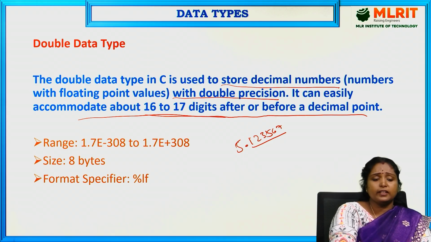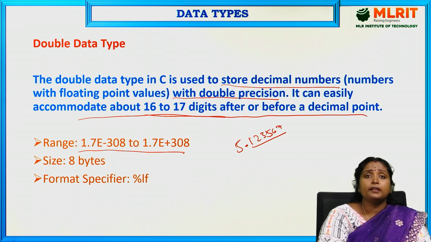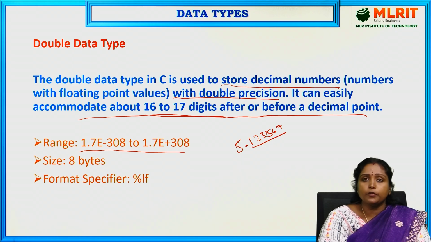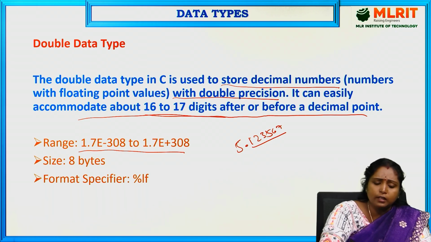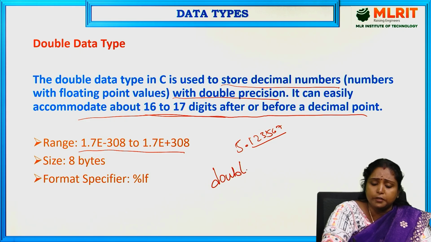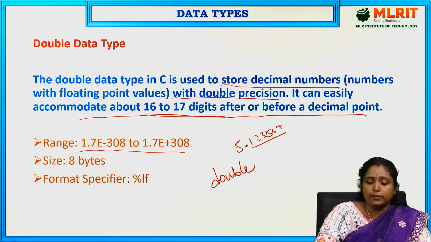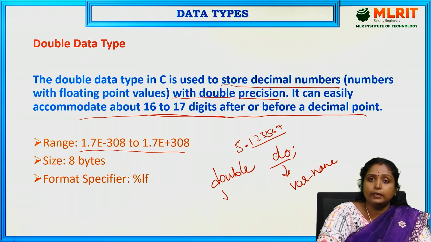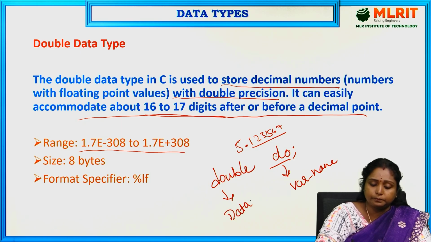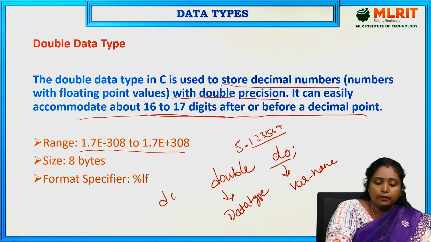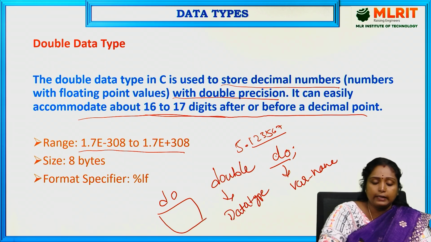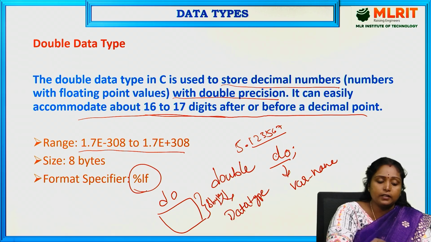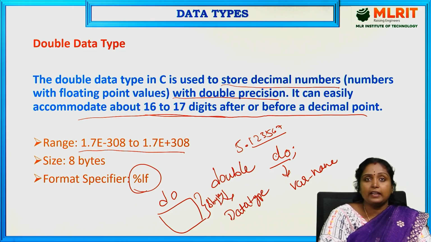The range of the double data type is 1.7e minus 308 to 1.7e plus 308. And the keyword, in order to create a double variable, you have to use double. Here the name is a variable name, whereas double is the data type. It will create a memory like this, and it can hold up to 8 bytes of memory. The format specifier for double is %lf.